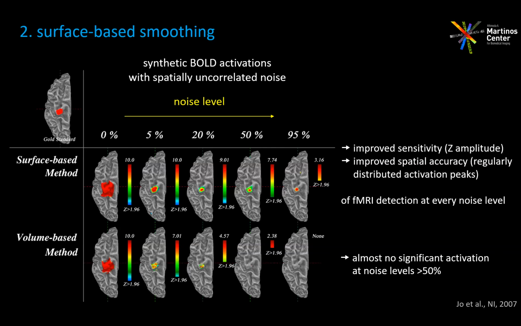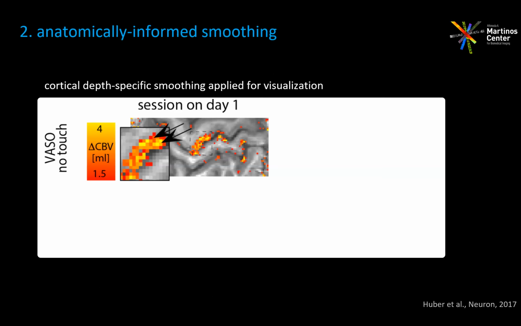For the volume-based approach, the activation kind of disappeared, like around 50% of the noise. So these are all good reasons to use surface-based or anatomically informed smoothing. Here is another example from Renzo, how we can use smoothing within the cortical ribbon for visualization.